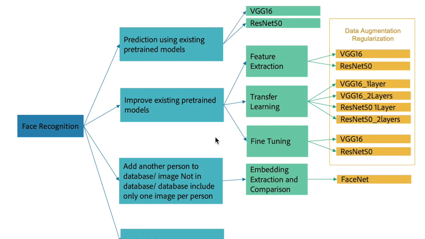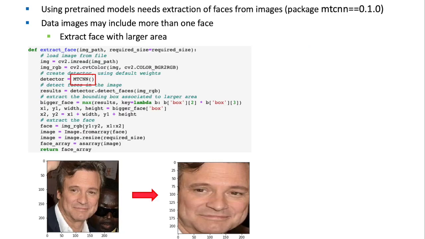In each model development, I try to test the models on images that have multiple faces in them. Before going through the first step, we need to identify the part of the image that is the face and extract that. For that, I'm using a package called MTCNN. If there is more than one face in an image, then I get the face that has the larger area.